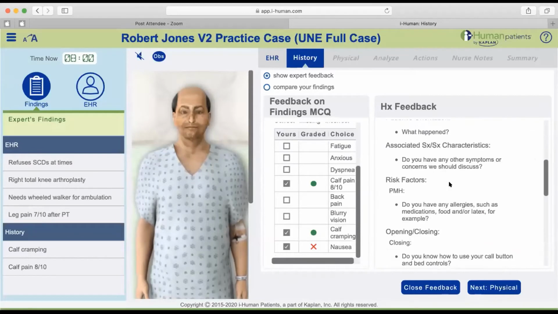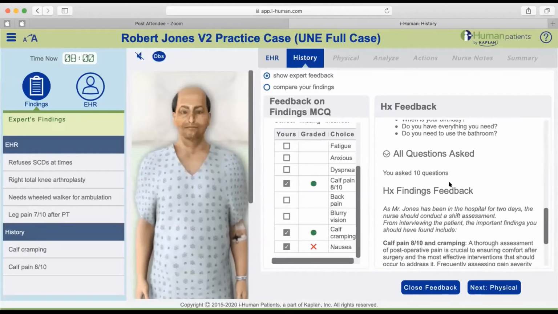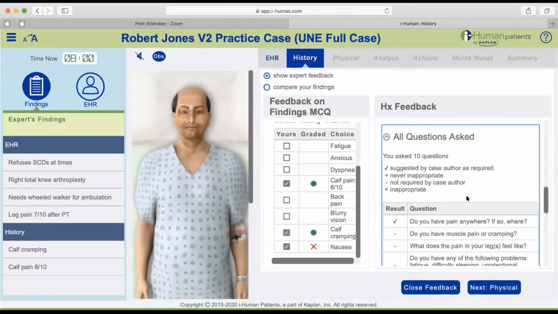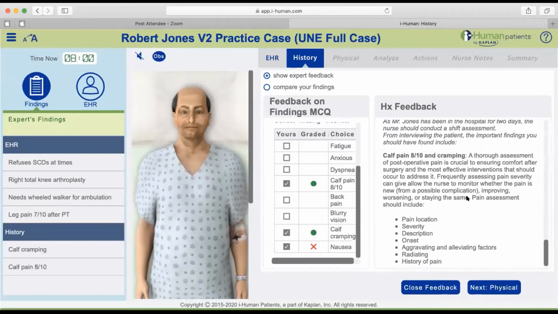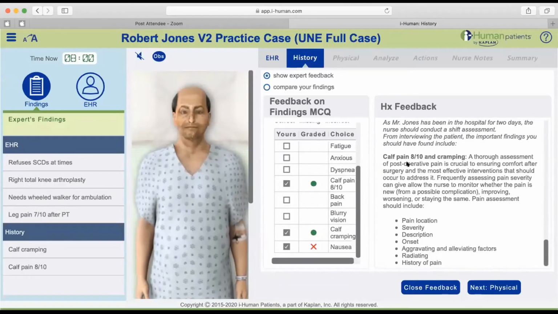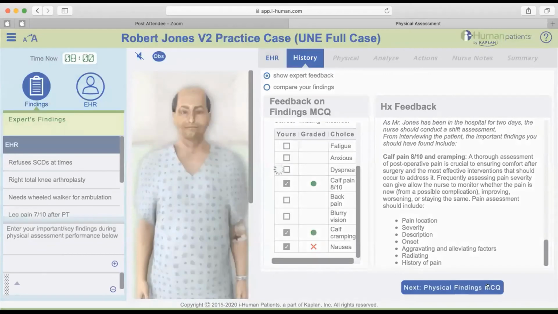Here's my missed questions. If I go down further, I can identify what questions did I ask and were they pertinent or not. And then further down, I recognize here my key findings are calf pain and cramping, and expert feedback in terms of how do we assess pain. So more information for your students to build on. The physical section is next.